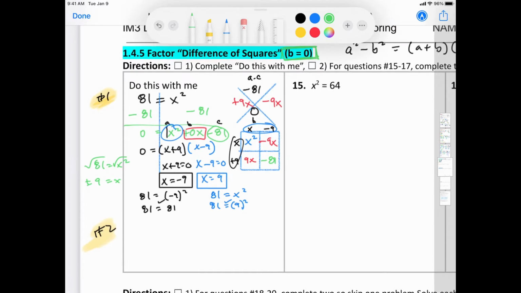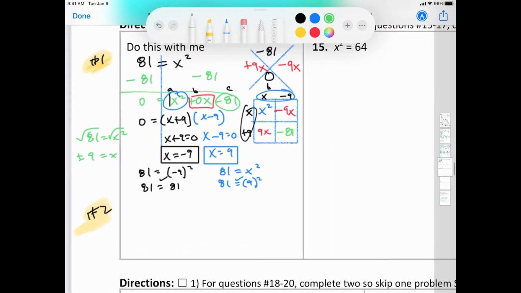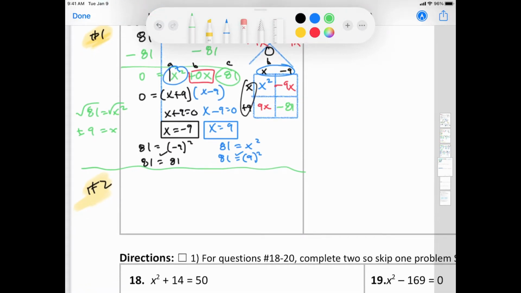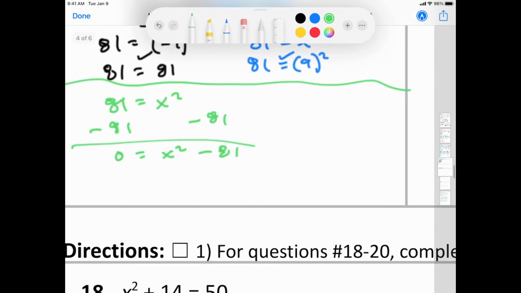Okay, so let me go ahead and show you guys now the formula and see how, in some ways, it might be like a shortcut, but it's hard sometimes to distinguish. So I have 81 equals x squared. I'm going to subtract 81 from both sides, and we're left with 0 equals x squared minus 81. The formula has something squared, so I'm going to put an x into the parentheses. And this one is a 9.